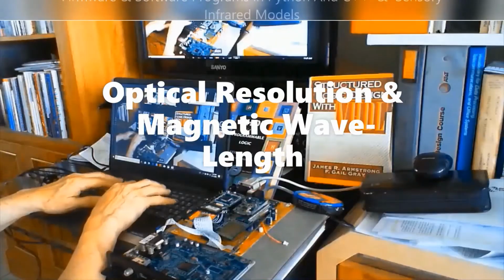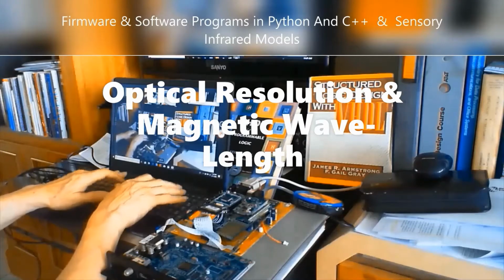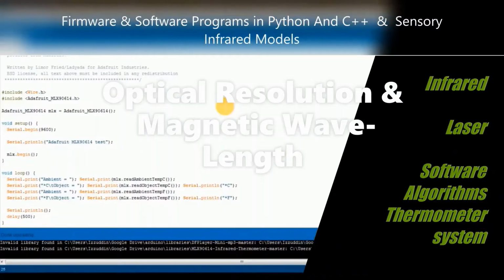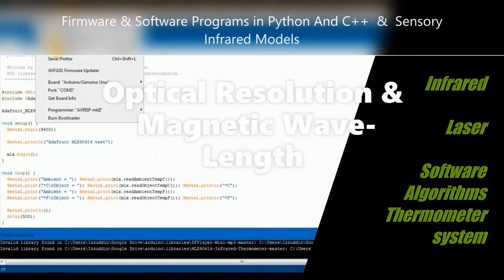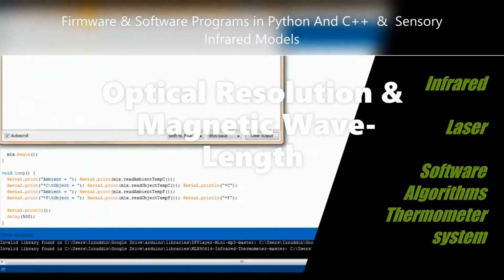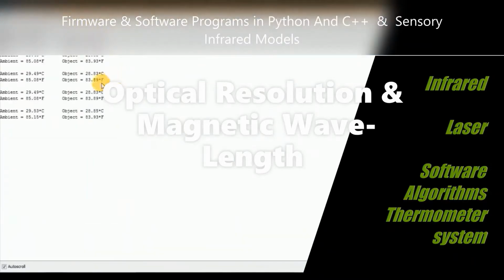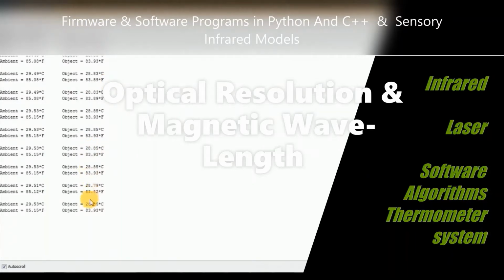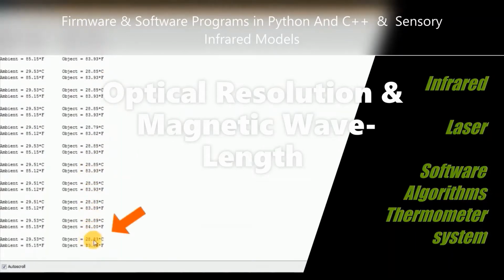Infrared is an electromagnetic wave with a wavelength between the microwave and visible light. The wavelength is between 1 millimeter and 760 nanometers, which is visible light, longer than red light. So, therefore, anything above absolute zero, minus 273.15 degrees centigrade, can generate infrared rays.